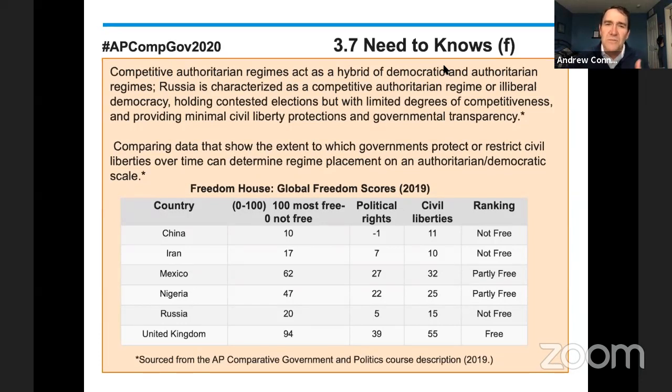So that's where the course description has this definition of illiberal democracy. There are some elements that look democratic in Russia. Again, if you're an opponent to Putin, it's more likely that you're going to be able to be elected into the Duma than into the national legislature of Iran. But certainly when you look at the data, Freedom House claims that Russia is just flat out not free. So that's the interesting part about looking at different takes on the governments in AP comparative government.